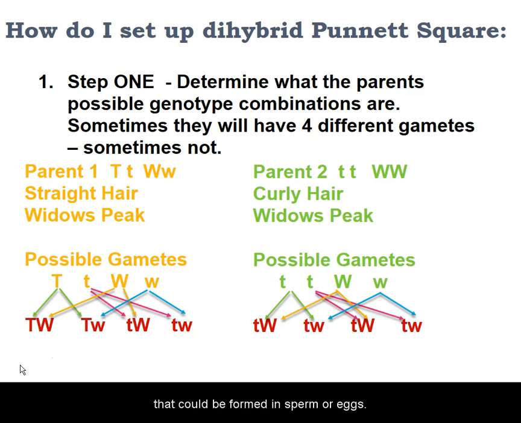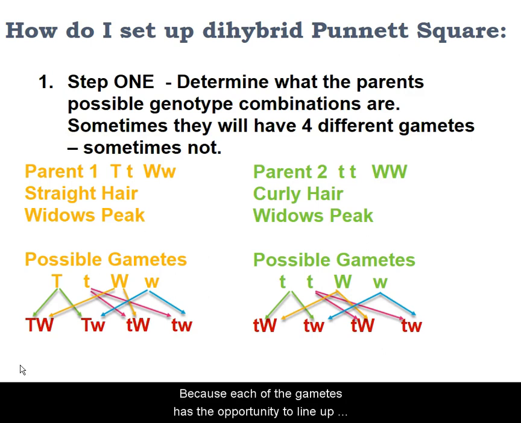In this example, parent 1 has a heterozygous genotype, big T, little t, for the hair texture gene, having straight hair, and a heterozygous genotype for the hairline trait, big W and little w, giving a pointed hairline at the top of the forehead called a widow's peak.